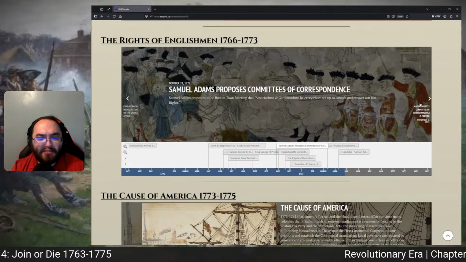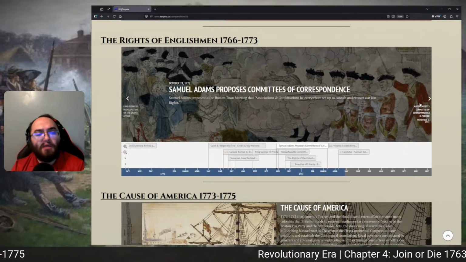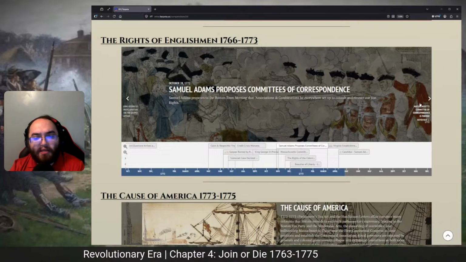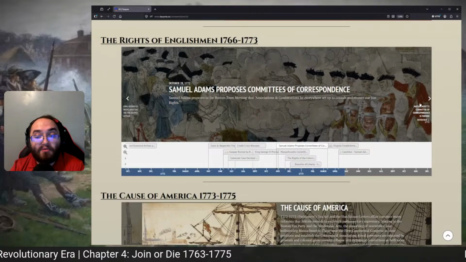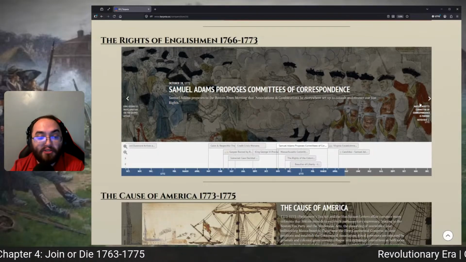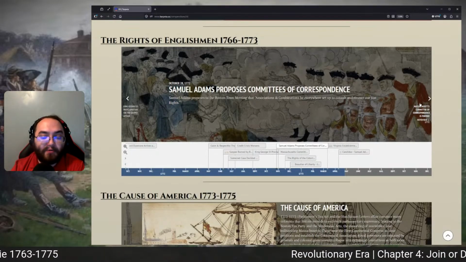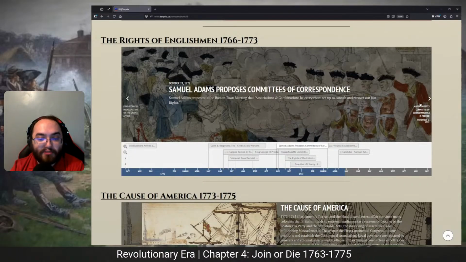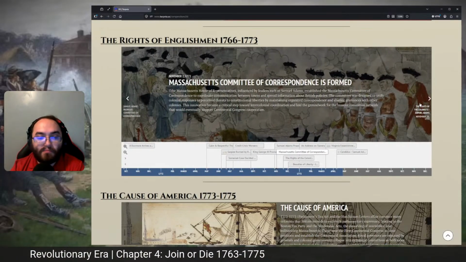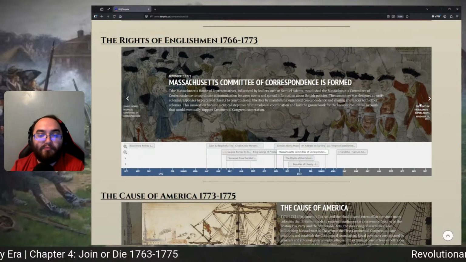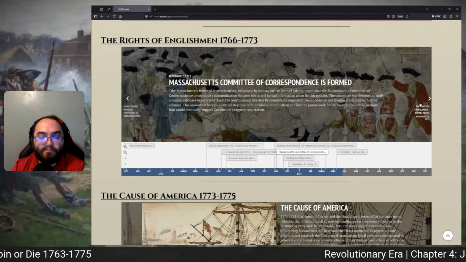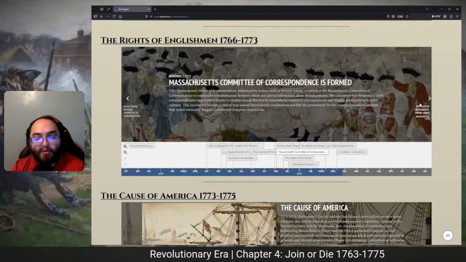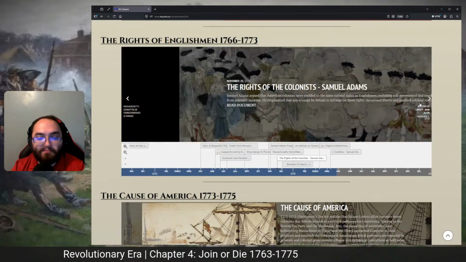Samuel Adams proposes committees of correspondence, and this will be an association and combinations everywhere set up to consult and recover our just rights. So the committees of correspondence will be the precursor to the First Continental Congress. So Massachusetts will set up a committee of correspondence, which is designed to coordinate communication with the other colonies.